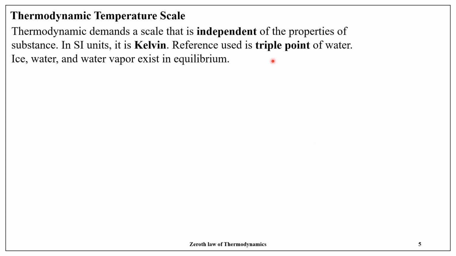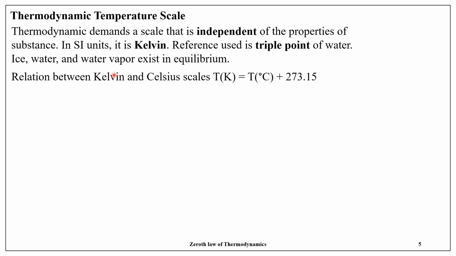What is this triple point? At the triple point, ice, the solid, water, the liquid, and water vapor exist in equilibrium. Solid, liquid, and vapor exist in equilibrium. That is what a triple point is. And what is the relation between the Celsius scale and Kelvin? Just add 273.15 to Celsius. That gives you the temperature in Kelvin.